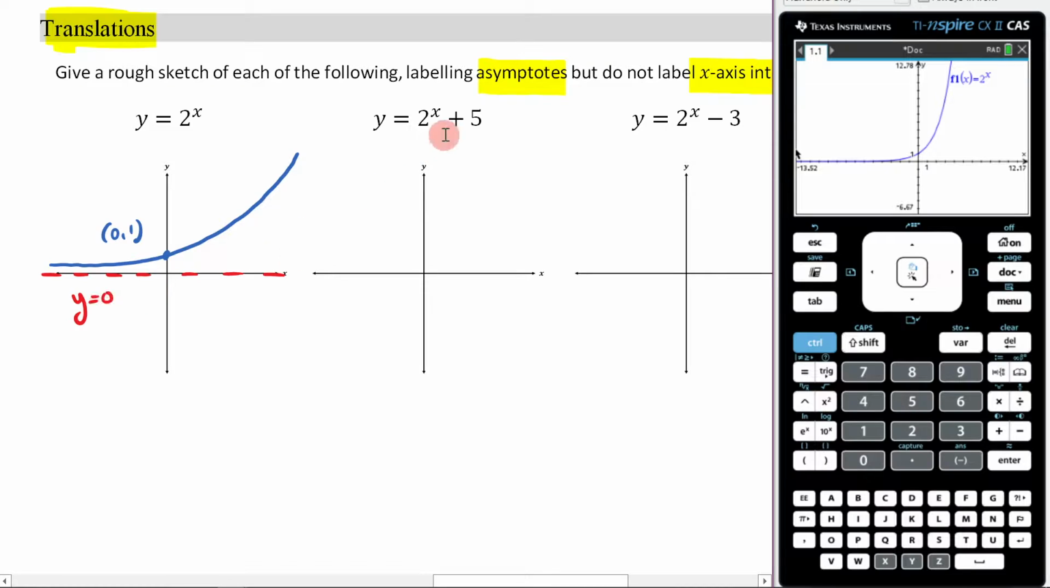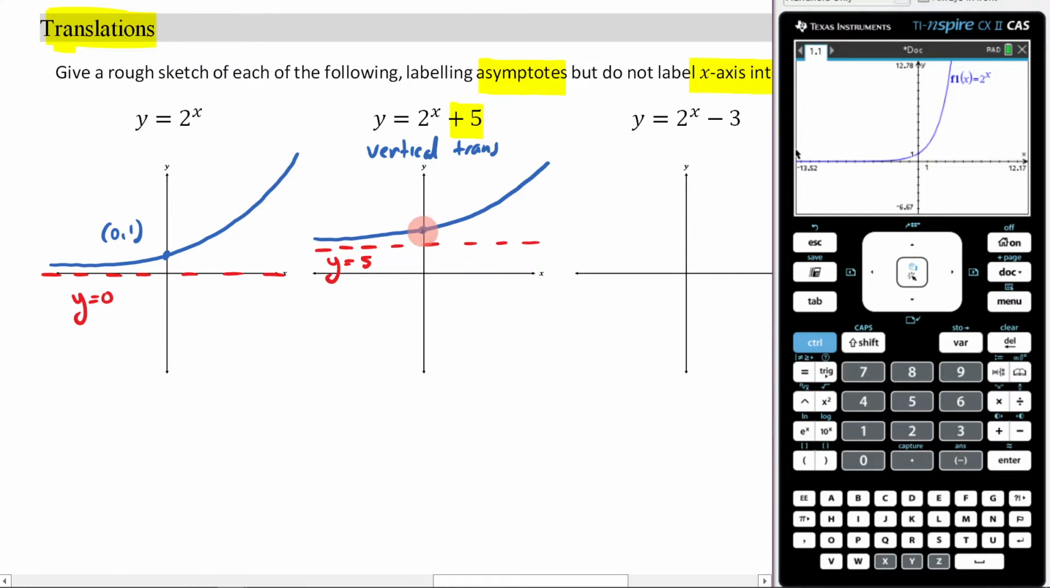Now when we come to the next one here, as you can see, we have plus 5. What is that plus 5 telling me? It tells me that we've got a vertical translation happening here. So that means we're lifting the entire graph up by 5. So no longer are we going to have an asymptote at y is equal to 0. Rather, now we're going to have an asymptote at y is equal to 5. And this entire thing is going to be shifted up like this.